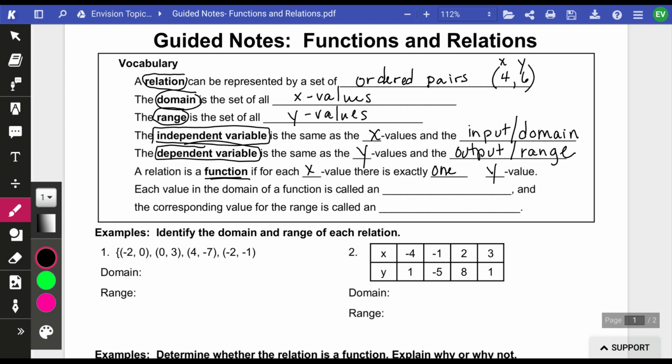Each value in the domain of a function is called an input, and the corresponding value for the range is called an output. So those are all how everything is related. Hopefully you understood that. We're going to do some examples to get you better acquainted with all this stuff.